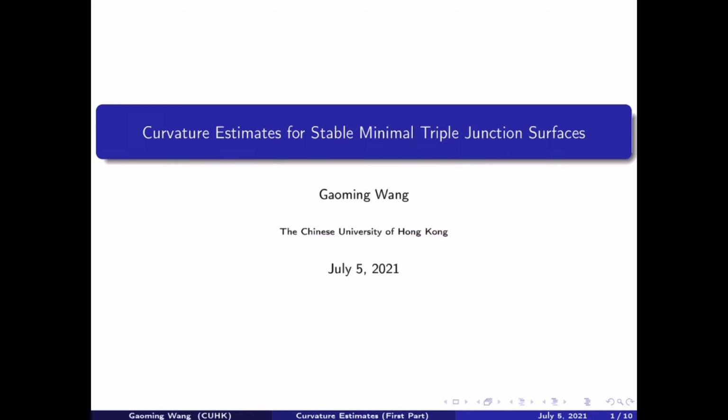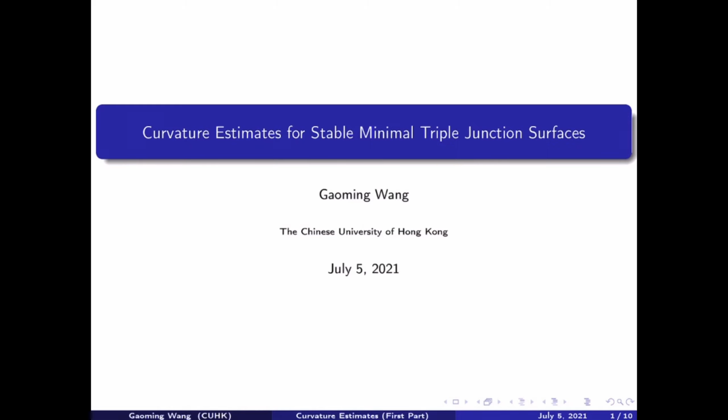In this presentation, I would talk about my works of curvature estimates for minimal multiple junction surfaces and the generalized Bernstein theorem for minimal multiple junction surfaces. In my talk, I will only focus on triple junction surfaces, since the method in this case is essentially the same as the general case, and it is much easier to understand.